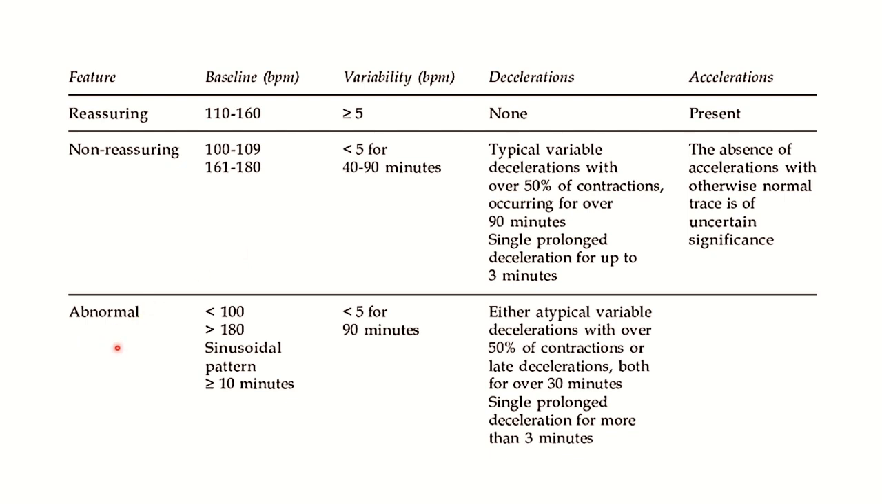Lastly, in the abnormal category of CTG, the baseline is less than 100 beats per minute or more than 180 beats per minute, or a sinusoidal pattern can be seen for more than 10 minutes, and there is reduced variability of less than 5 beats per minute for more than 90 minutes, and either typical variable deceleration can be seen over 50% of the contractions, or late deceleration, or both can be seen over 30 minutes, or a single prolonged deceleration can be seen for more than 3 minutes. So in this way we can categorize the CTG as reassuring, non-reassuring, and abnormal.